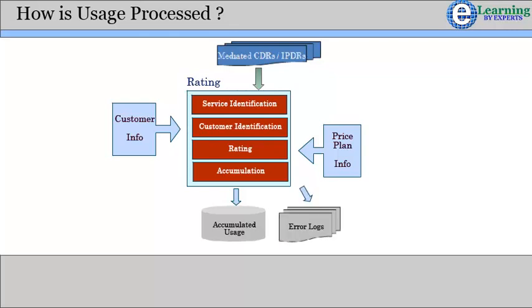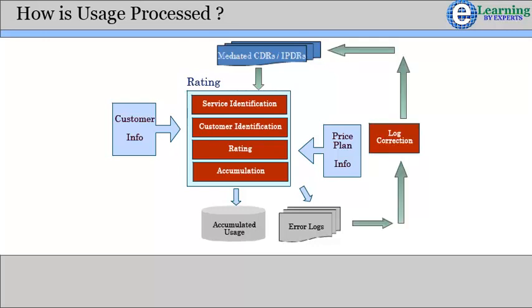Error management system, this handles the rejected CDR files. After correction, the CDRs can be fed back into the rating system. The output of the rating process is the rated call records.